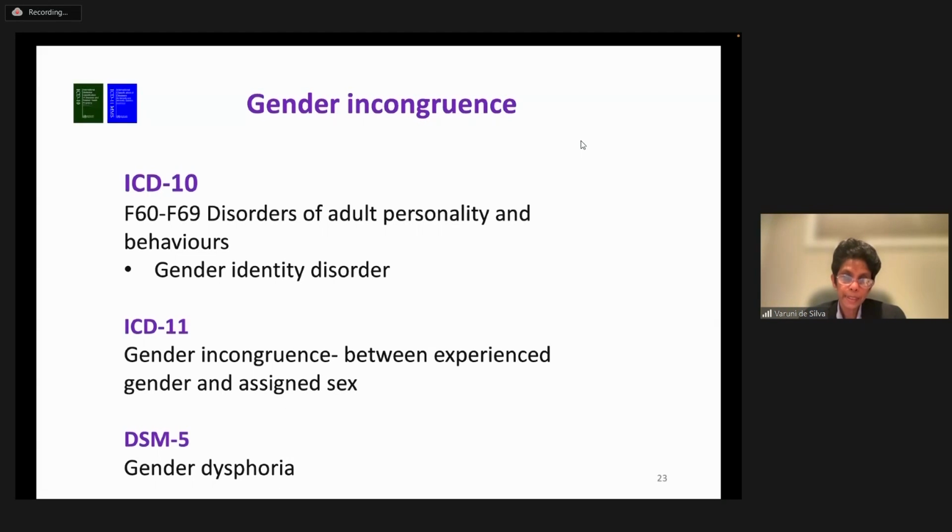And with gender identity, if you identified yourself as being different to whatever your birth assigned sex is, you were considered to have a mental and behavioral disorder classifiable in the ICD-10. That has been taken out completely, and you can only be diagnosed if there is an incongruence experienced. And it's the same in the DSM-5, where it's called gender dysphoria.